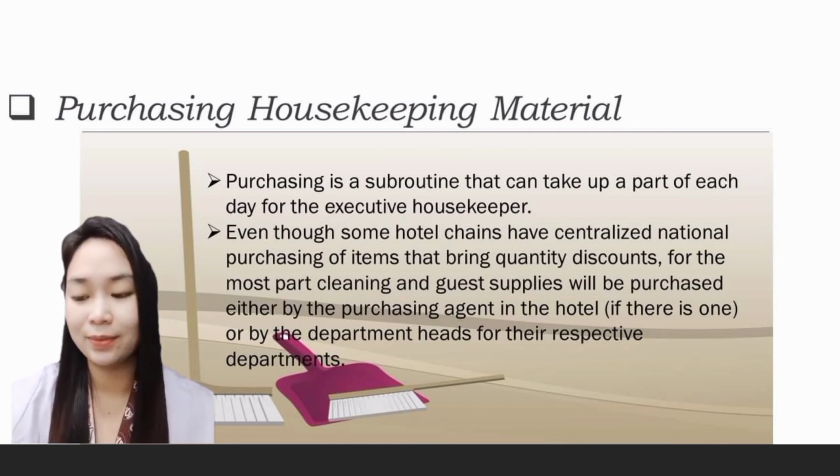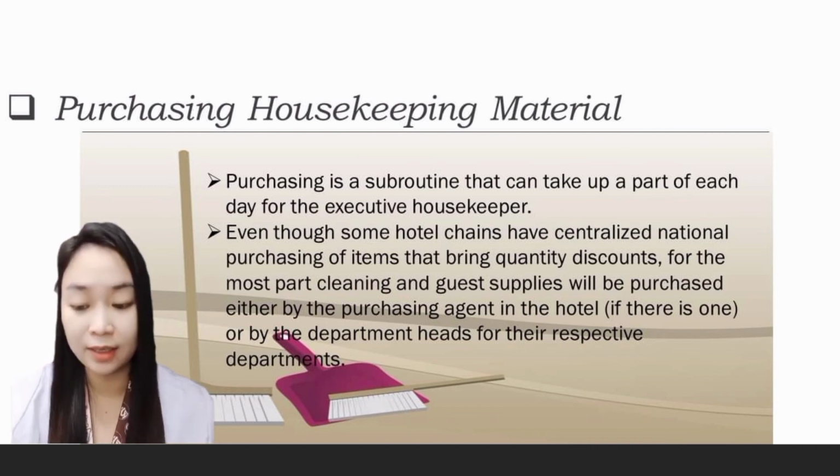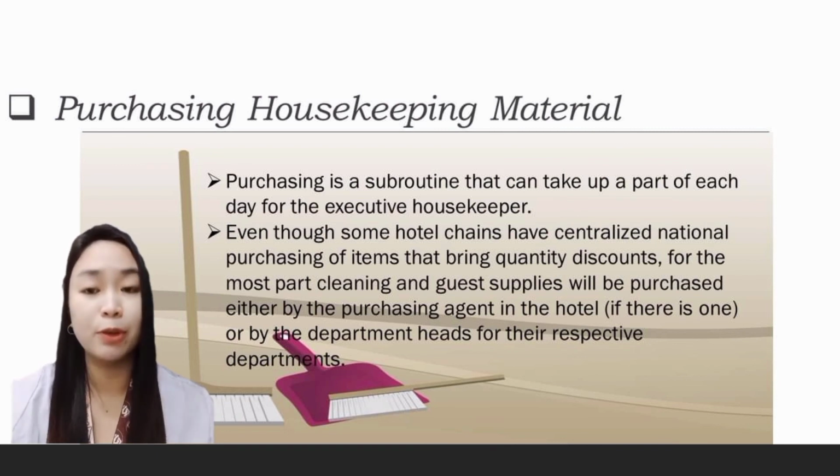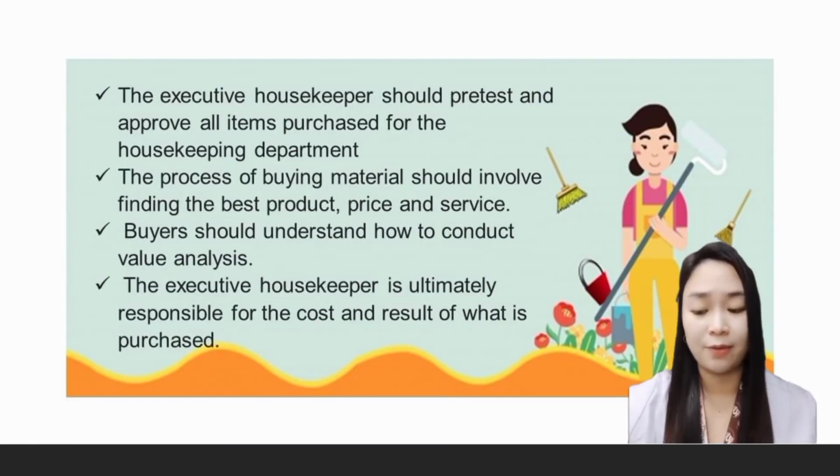Purchasing housekeeping materials. Purchasing is a subroutine that can take up a part of each day for the executive housekeeper. Even though some hotel chains have centralized national purchasing of items that can bring quality discounts, for the most part, cleaning and guest supplies will be purchased either by the purchasing agent in the hotel, if there is one, or by the department head for their respective department. The executive housekeeper should approve all items purchased for the housekeeping department. The process of buying material should involve finding the best product, price, and service. Buyers should understand how to conduct value analysis. The executive housekeeper is ultimately responsible for the cost and result of what is purchased.